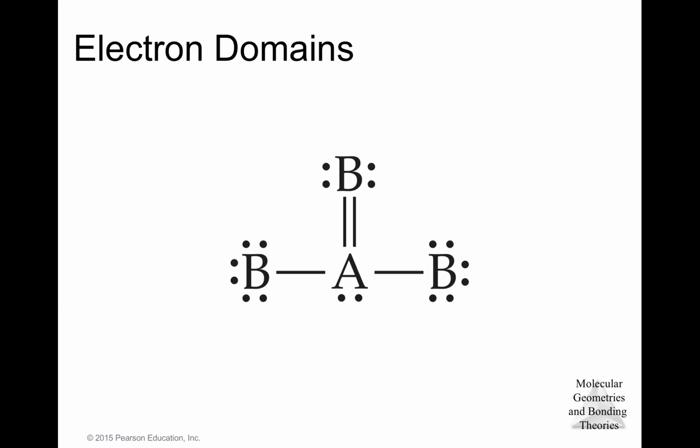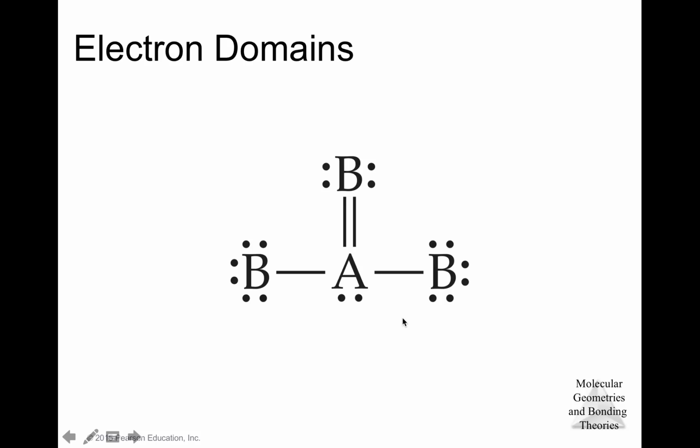But you need a new concept now, which is the concept of electron domains. An electron domain is a region of electron density. So consider atom A here, the central atom. Atom A has 4 regions of electron density around it. This bond here is a region of electron density. This lone pair is a region of electron density. This bond is a region of electron density. And this double bond is 1 region of electron density. So there are 4 regions of electron density, 4 electron domains around the central atom.